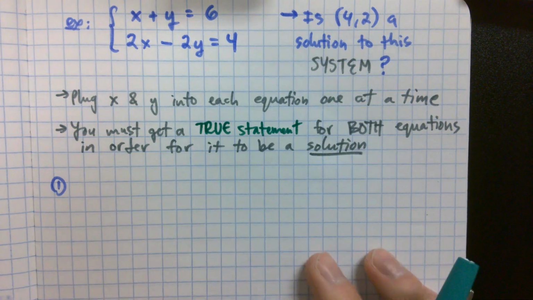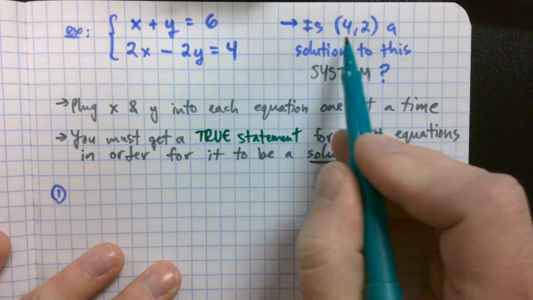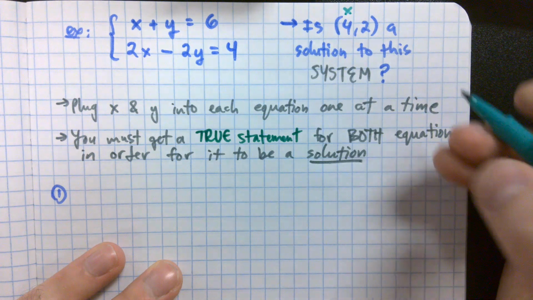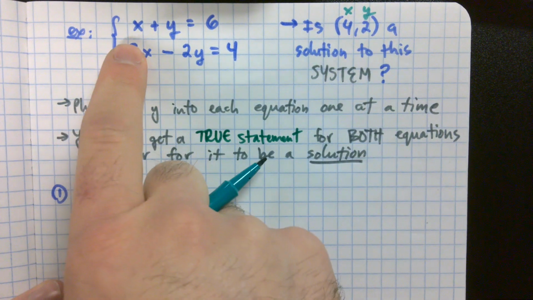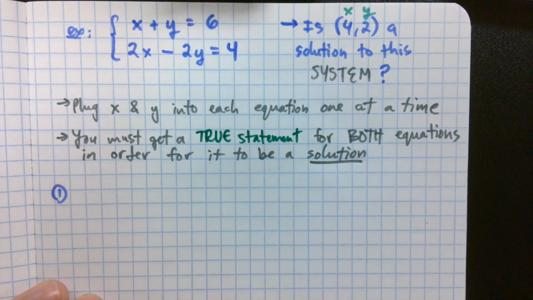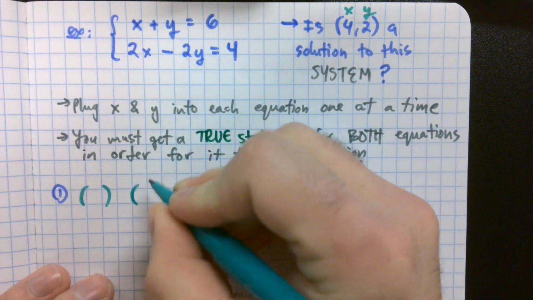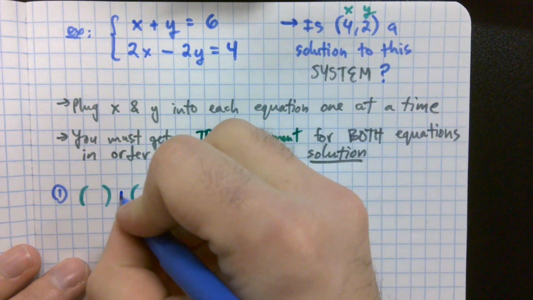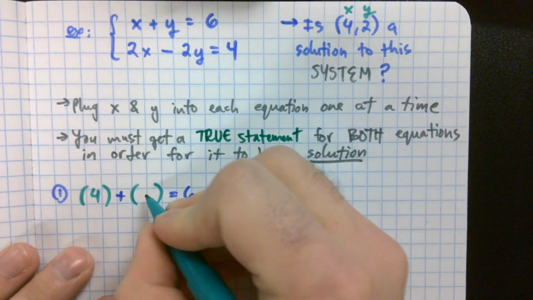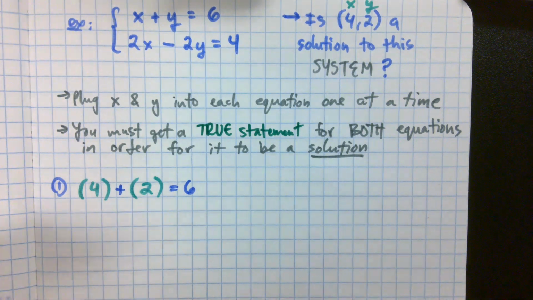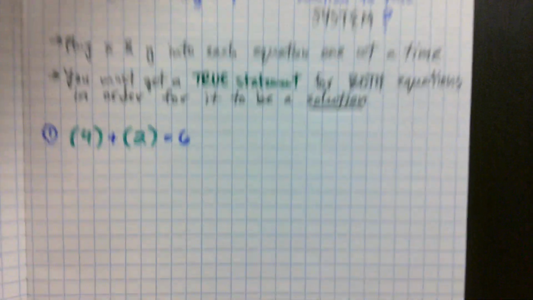So in this point, (4, 2), what's my x coordinate? Is it 4 or is it 2? My x coordinate here, 4. What's my y coordinate? 2. So I'm going to take my first equation here, x plus y equals 6. I'm going to take out my x, I'm going to take out my y, and I'm going to plug in 4 for x, 2 for y, just like that. I'm going to zoom this down here.